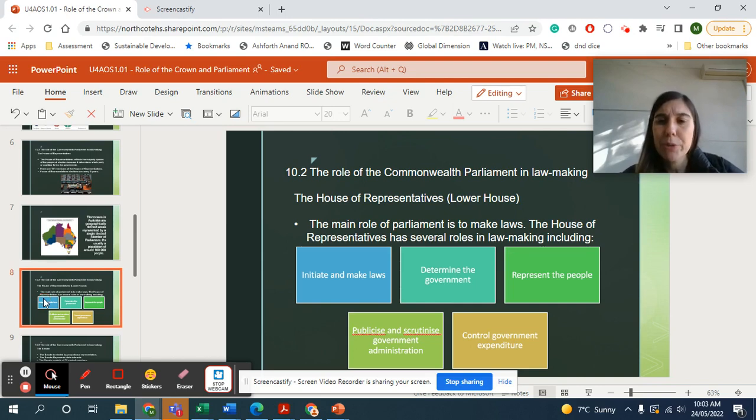Well, there is a number of different roles that they play when they're making a law. The biggest one is the fact that they are usually the ones who initiate or make laws. Usually, the government of the day will propose a law that they want to put through. They will write up what they think a good law will look like.